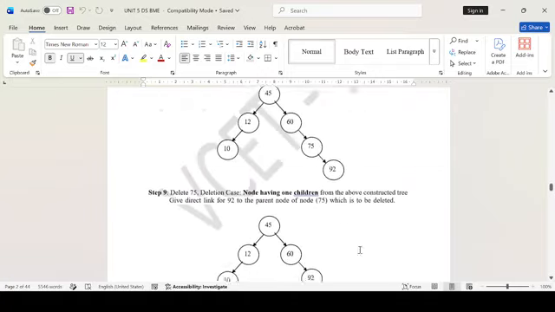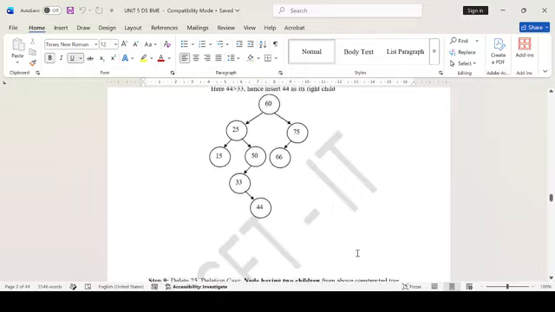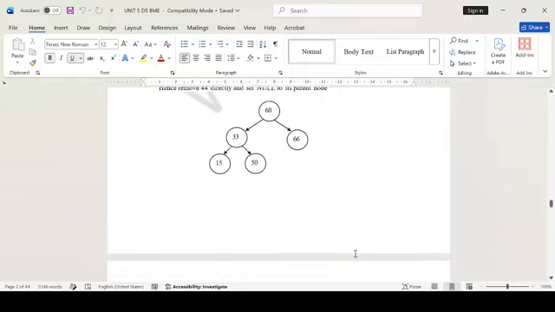Then these are about the insertion and deletion. Example for the insertion, deletion, and search operations.